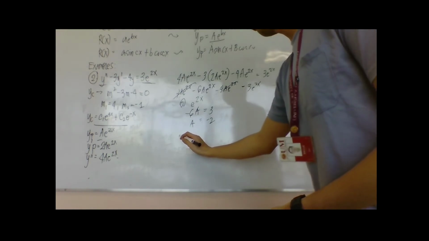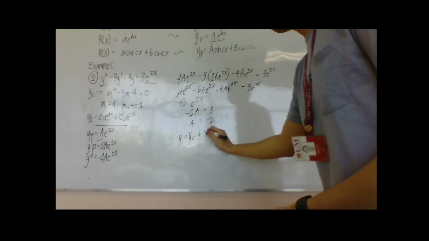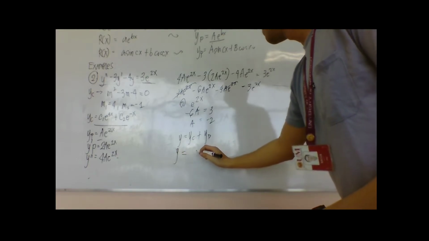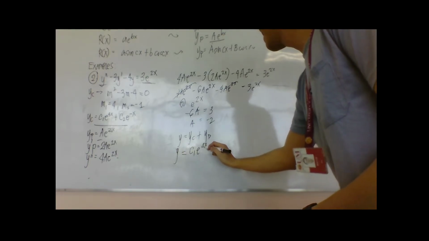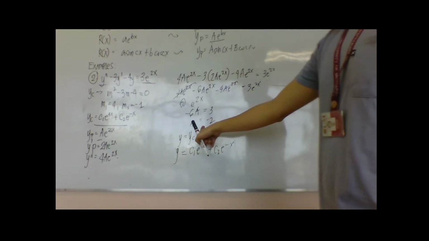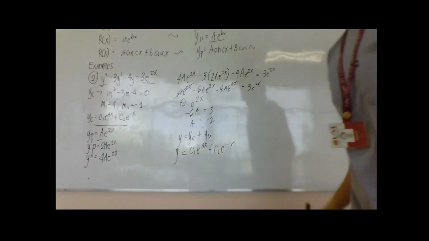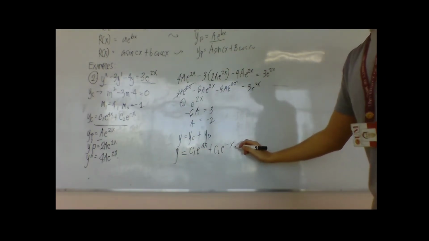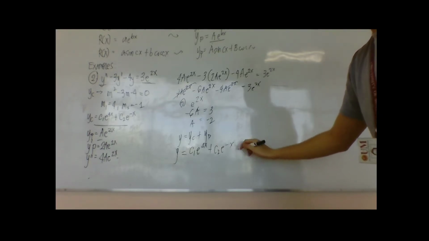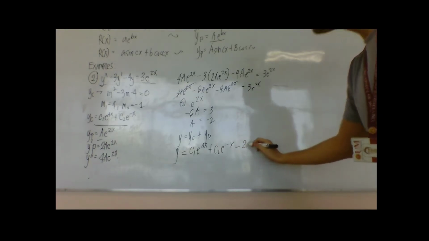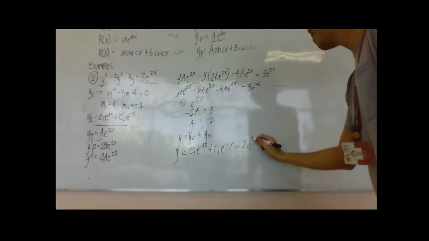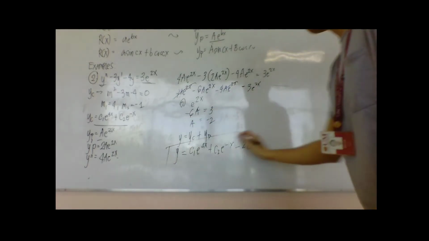So that's y is equal to yc plus yp. So you will now have c1 e 4x plus c2 e negative x. Then our yp is plus minus 2, okay, which is our a e raised to 2x, and this is our answer.